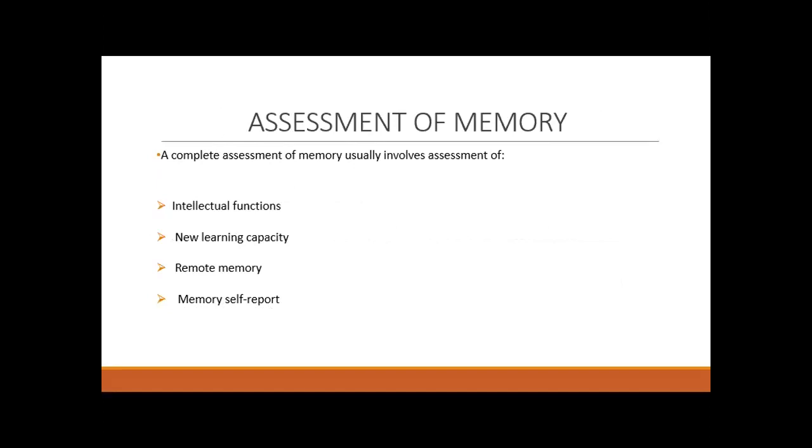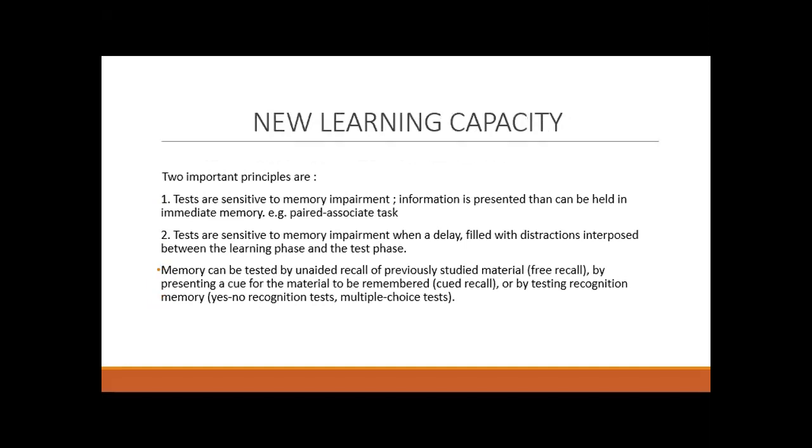Now, the assessment of memory. A complete assessment of memory usually involves assessment of intellectual functions, new learning capacity, remote memory, and memory self-report. New learning capacity. Two important principles of new learning capacity are: information is presented that can be held in immediate memory, for example a paired associate task. Tests are sensitive to memory impairment when a delay filled with distractions is interposed between the learning phase and the test phase.